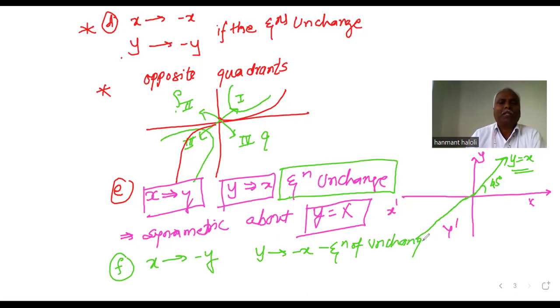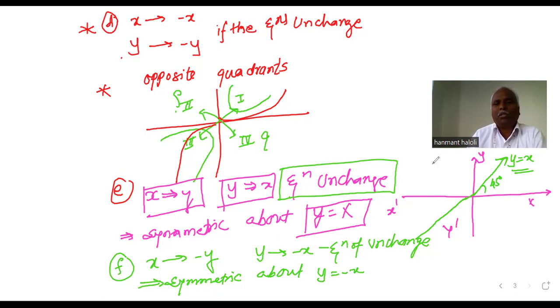The equation remains the same. Then you say that the curve is symmetric about the line y equal to minus x. Symmetry about y equal to minus x line. Now where is the y equal to minus x line? The same diagram I will show you.